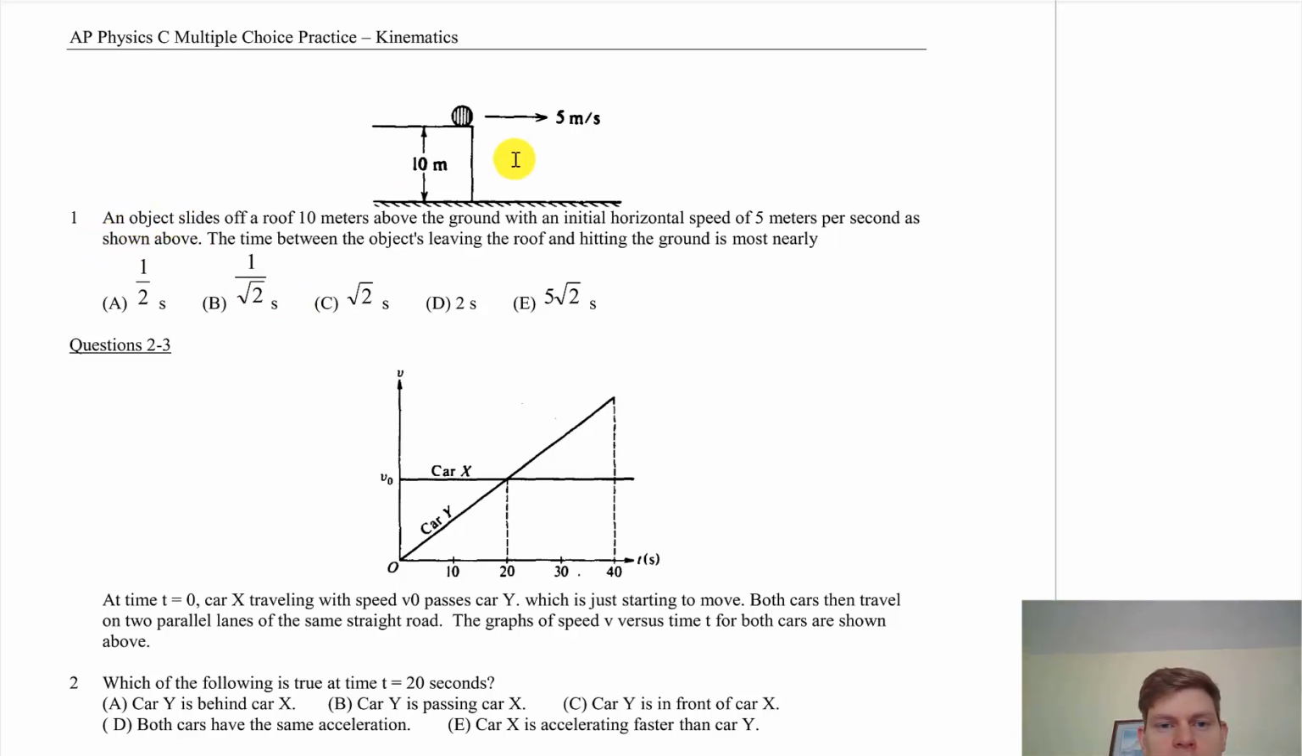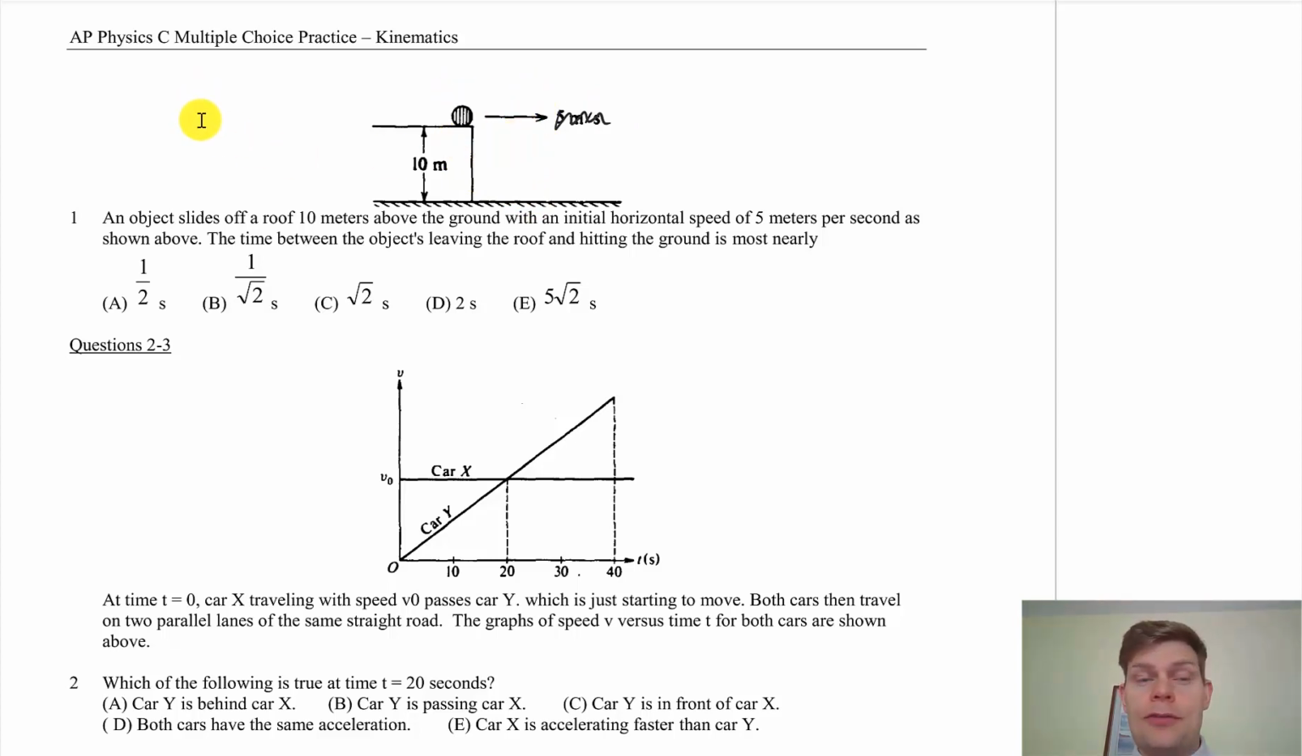So first guy, we got this object going 5 meters per second, goes off a 10-meter roof. And we want to know the time between the object leaving the roof and hitting the ground. Big key thing you should note is we don't care about this, because horizontal components have no effect on vertical components. If something is going 500 meters per second horizontally and has no wing effect or anything like that, it'll take just as long to fall as if you just dropped it. So we're just going to consider this guy to be dropping.